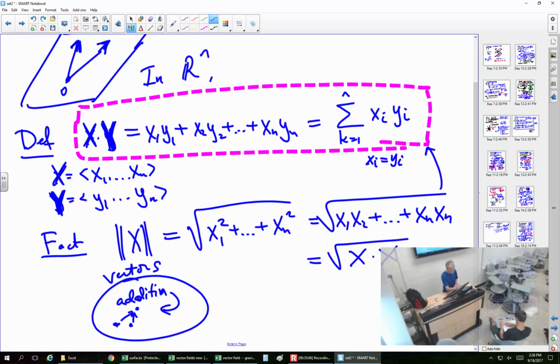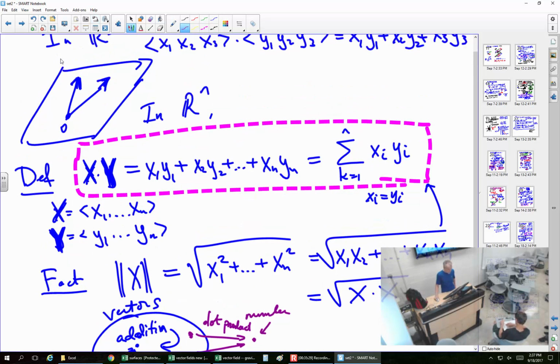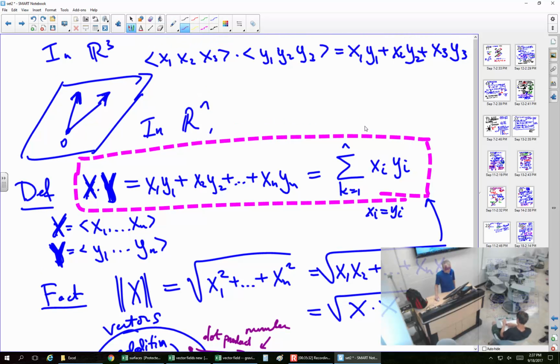However, if I do the dot product, the result will be a number, which is not a vector. So the dot product produces numbers, and that is a very new kind of operation. However, we could try, if we look hard.